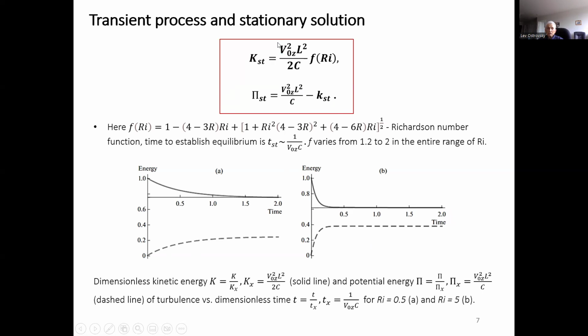In here you see there is a square of shear velocity. This is a turbulence scale, and F is a function of Richardson number, which is down here. And what is important for the future is that in all the range of Richardson numbers from 0 to infinity, it only changes from 1.2 to 2. So the main parameter here is actually the shear square, the velocity shear square here.